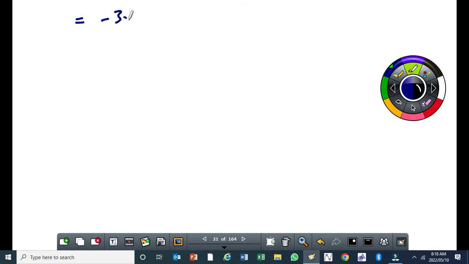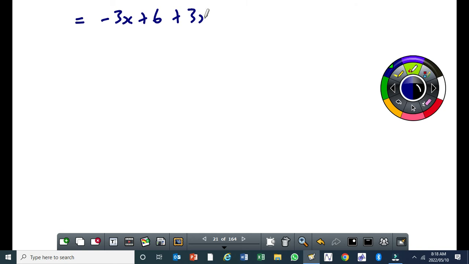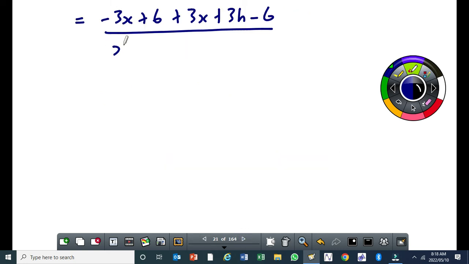So this will be minus 3x plus 6, right, plus 3x plus 3h minus 6. This is all over the denominator, that one there. Well, this denominator, I write it as x plus h minus 2 times x minus 2, right? Then I'm going to say times 1 over h.